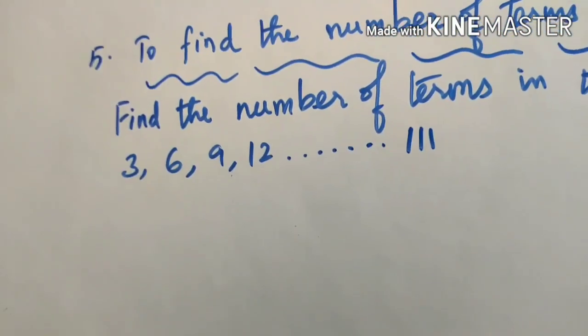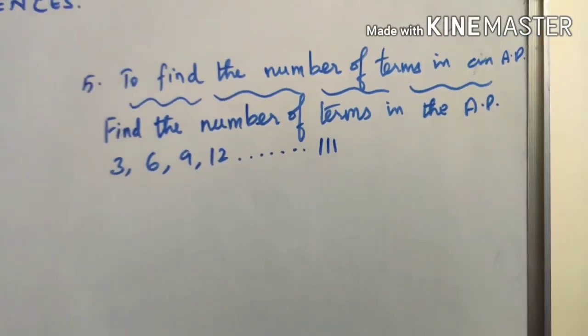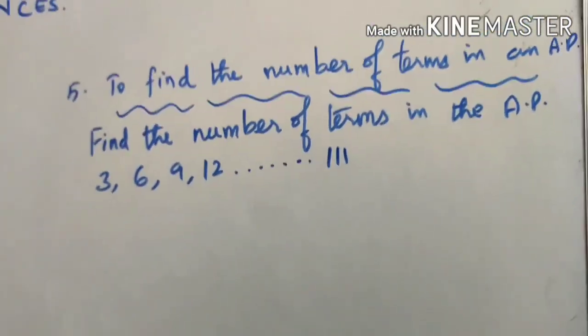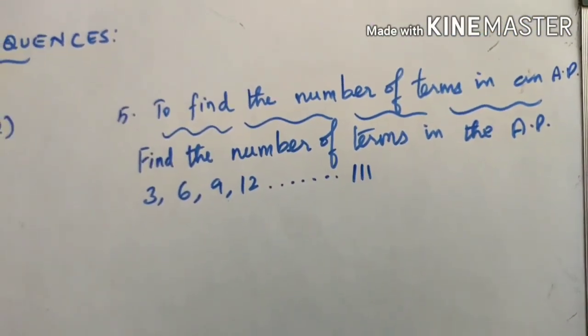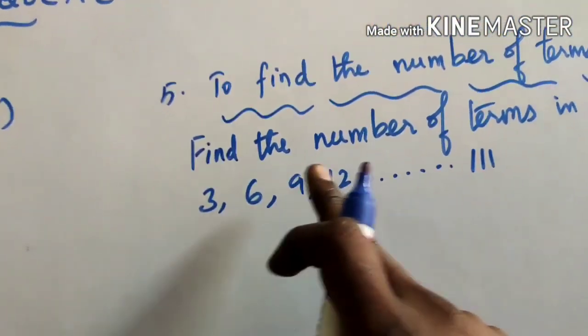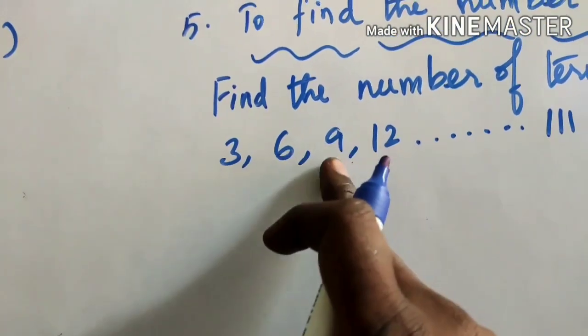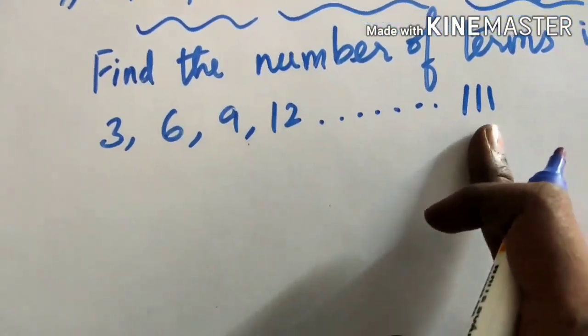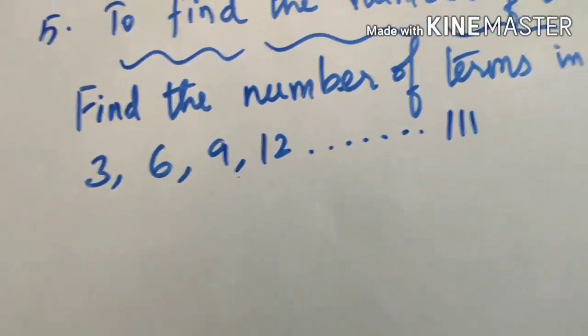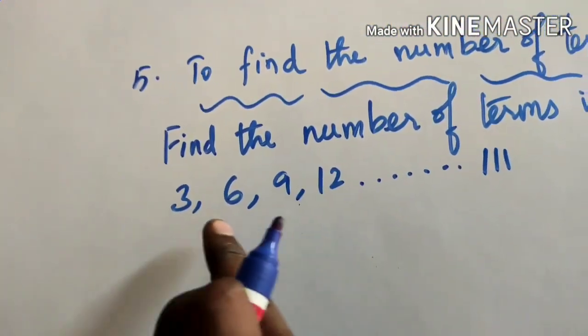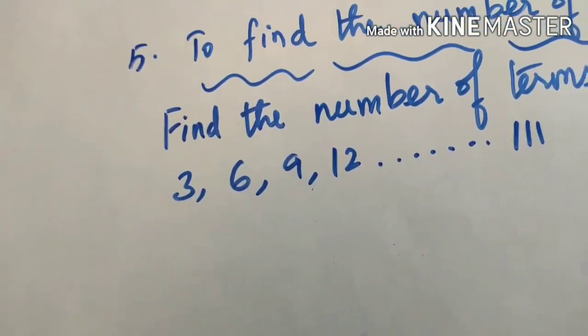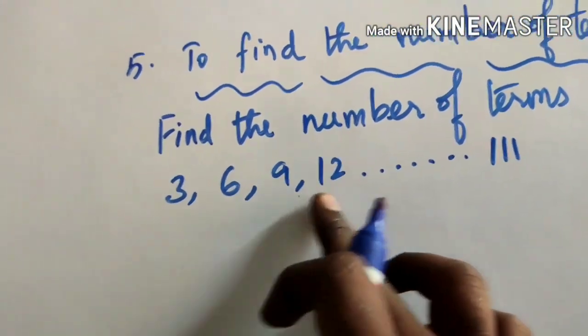we are moving to how to find the number of terms in an AP. See here, find the number of terms in the AP. This is the AP they have given: 3, 6, 9, 12 till 111. So till this 111, how many numbers are there? It is difficult, we have to count and see how many numbers.